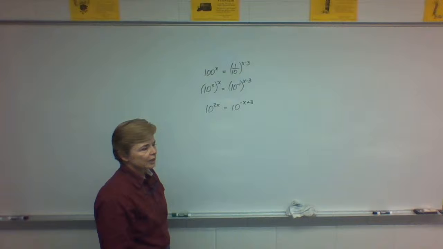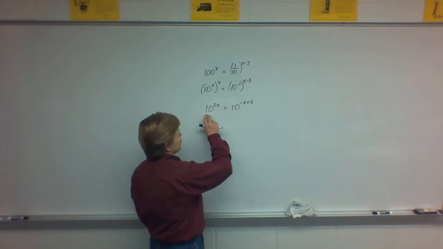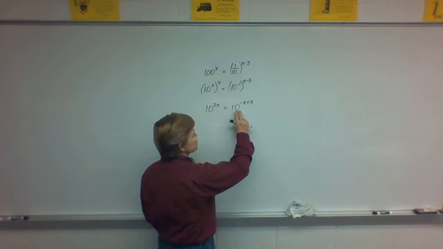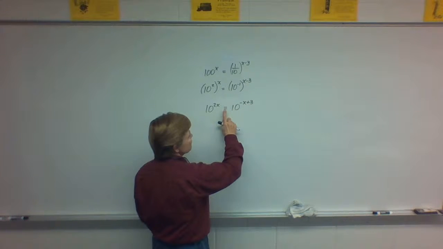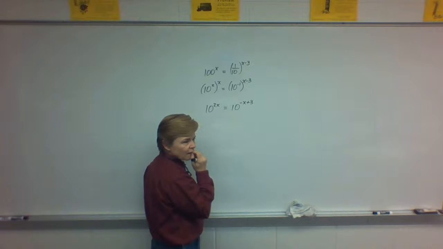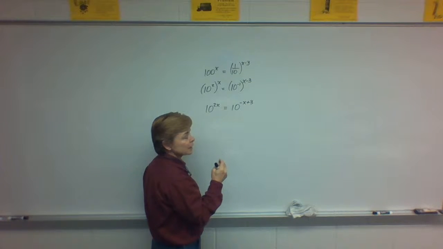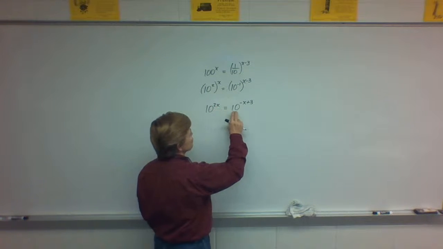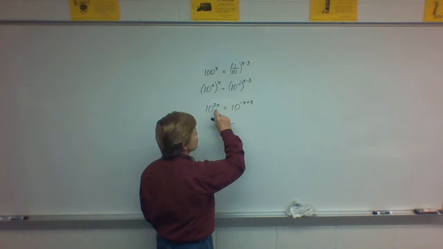This next part is not algebra. It's not math. It's not transcendental math. It's reasoning. I want you to think about this. If you have the number 10 raised to something, and over here 10 raised to something else, if those two things are going to be equal, don't the somethings have to be equal? Yeah. If you've got 10 to the third, it does not equal 10 to the fourth. 10 to the third equals 10 to the third. So if 10 to something equals 10 to something else, the somethings have to be equal.